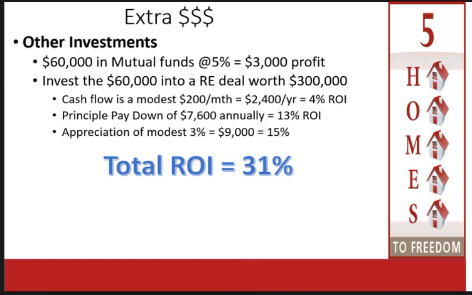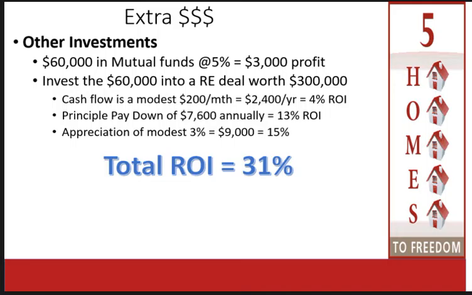If you were to take that same $60,000, pull it out of the mutual funds, and invest it into one single real estate deal that's worth $300,000, your cash flow is a modest $200. I'm being very, very conservative here. Your cash flow is only $200, or $2,400 a year. You've achieved a 4% return on your investment. But that's just the cash flow.